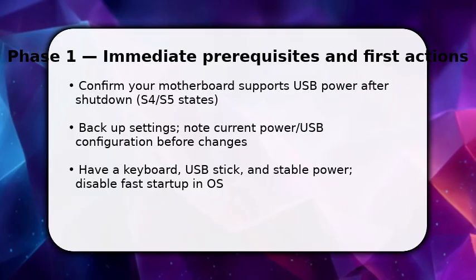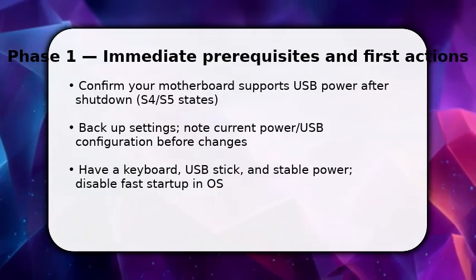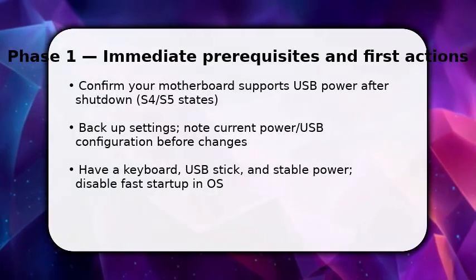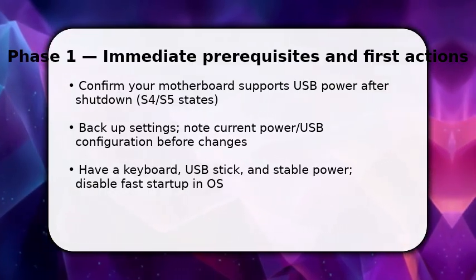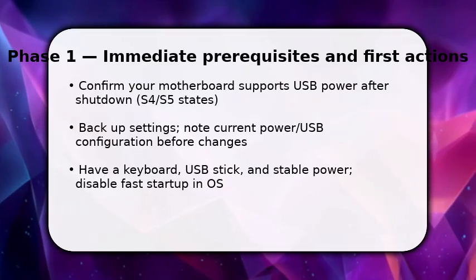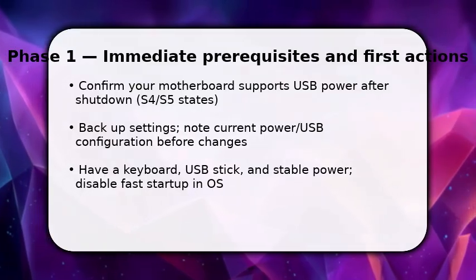You start by entering the BIOS or UEFI now. Press the manufacturer key during boot. Once in, navigate to Power Management and USB Configuration. This is where the persistent USB power option lives.